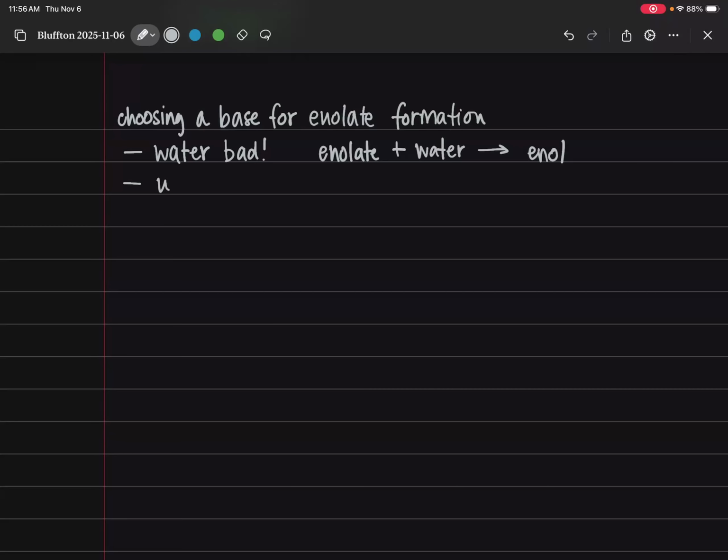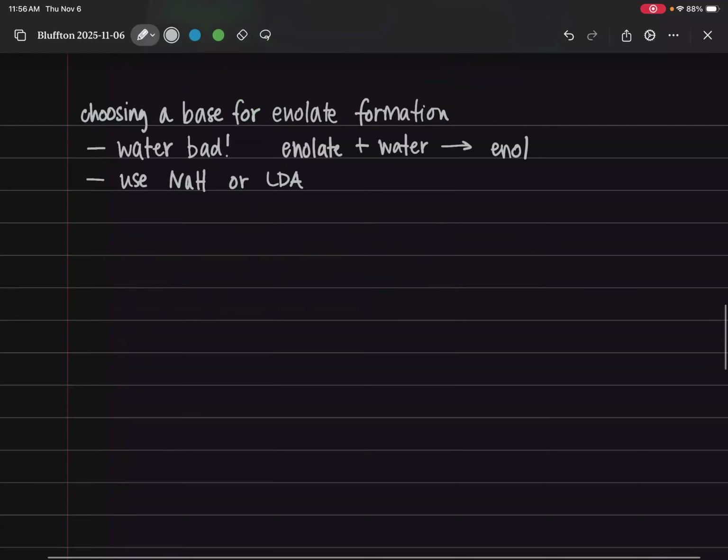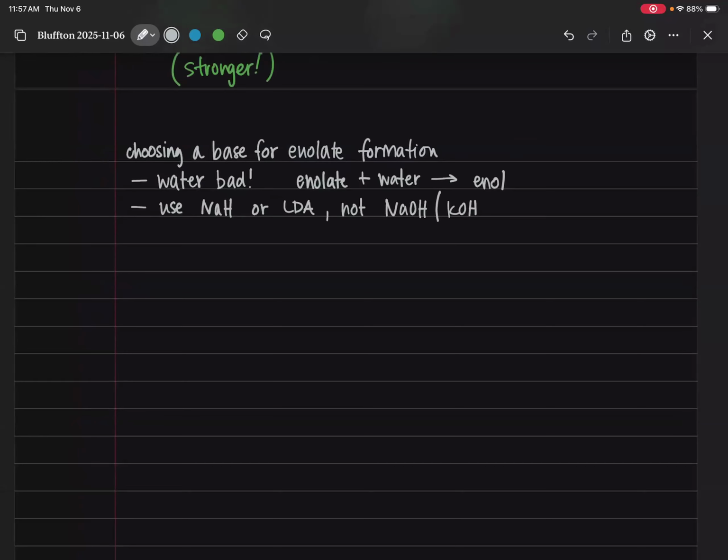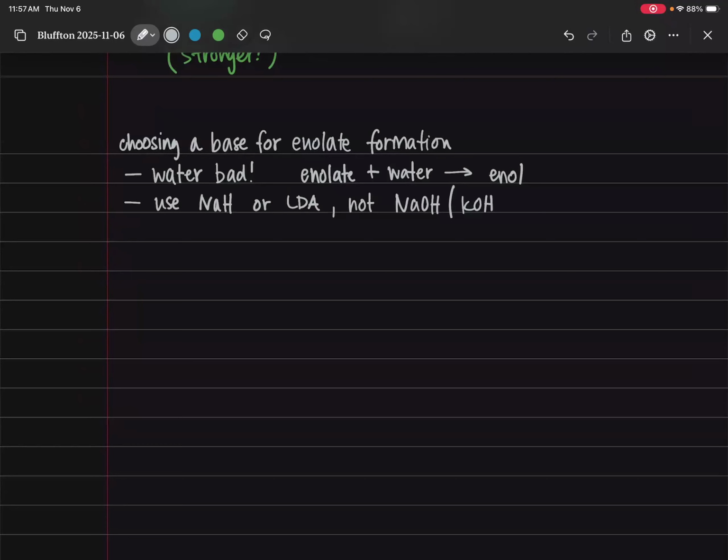So we're going to use either sodium hydride or a new base called LDA. I'll show you the structure in a second. So we're going to use sodium hydride or LDA. Not sodium hydroxide, potassium hydroxide, you know, whatever hydroxide based base you happen to have.